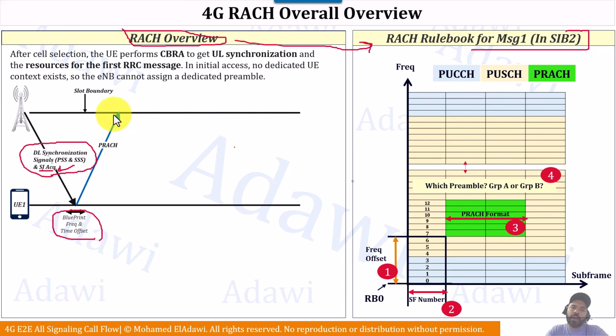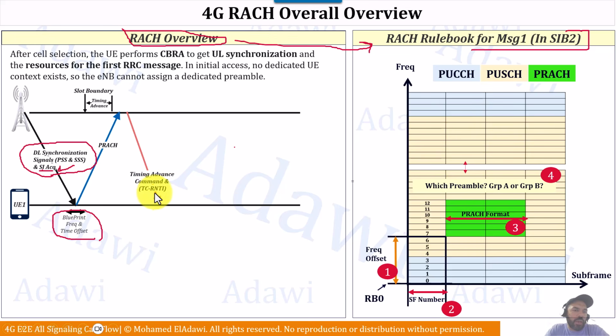So once the eNB receives message one, the eNB needs to respond back to the users with something called message number two, or we usually call it RAR, or random access response. This message usually contains a lot of information and will be discussed in detail later on as well. It includes a lot of information, including the timing advance command, and also assigning a temporary radio network identifier.